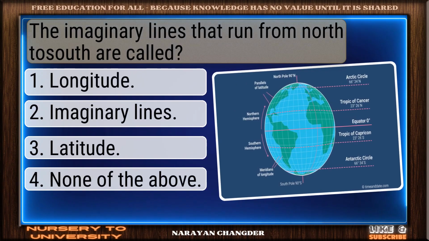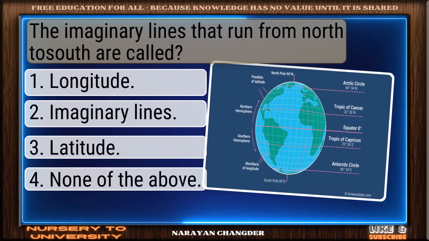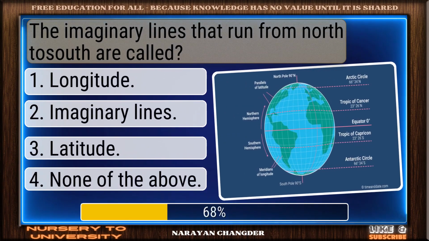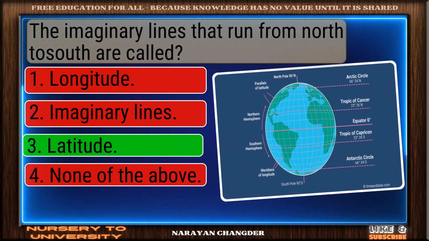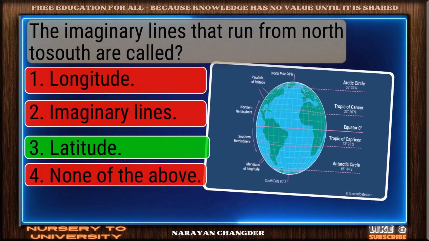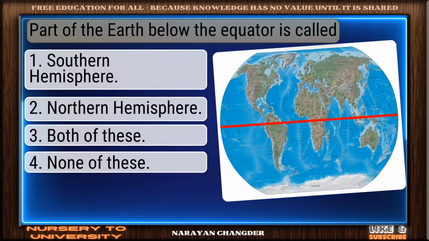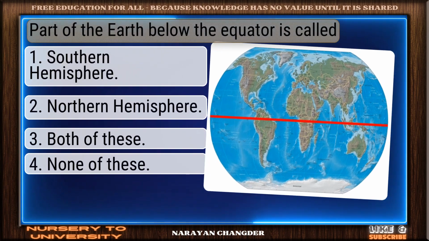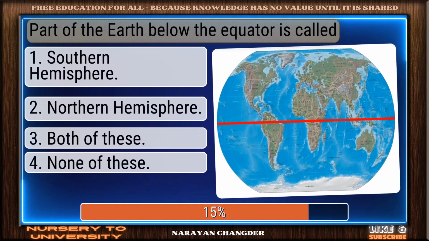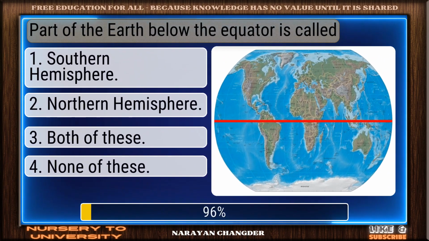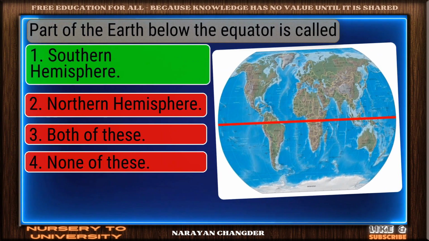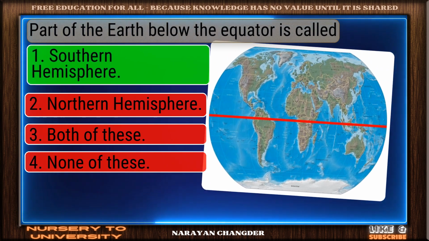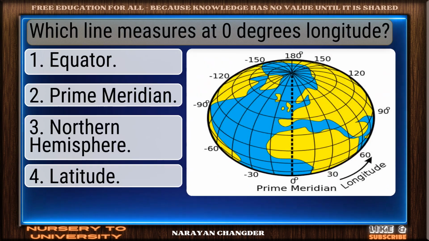The imaginary lines that run from north to south are called. You're right. Latitude is the correct answer. Part of the Earth below the equator is called. Excellent choice. Southern Hemisphere is the right answer.